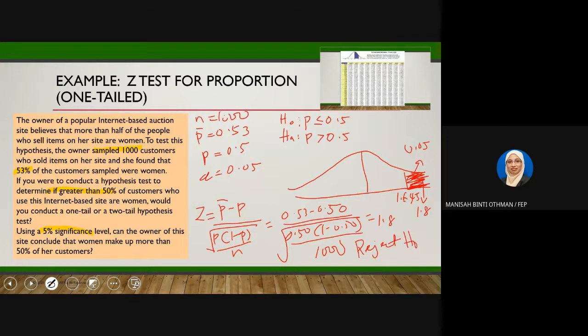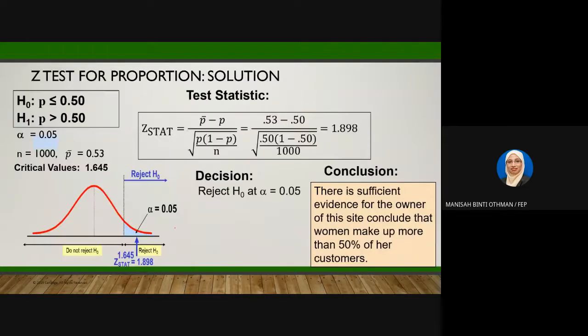When you reject the null hypothesis, it means the null hypothesis is not true, and the alternative is true. The alternative is p more than 0.5. So you have sufficient evidence to prove that more than 50% of the customers of this site are women. More than 50% of her customers are women.